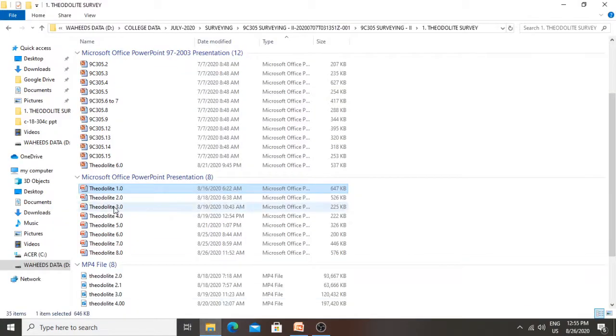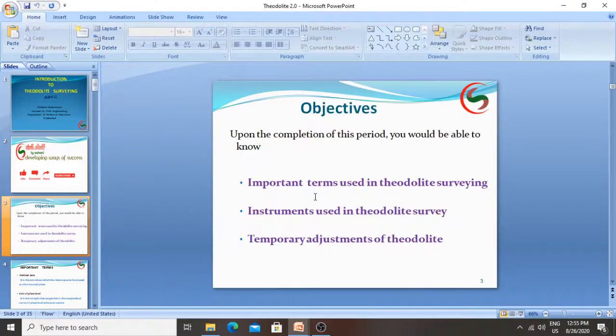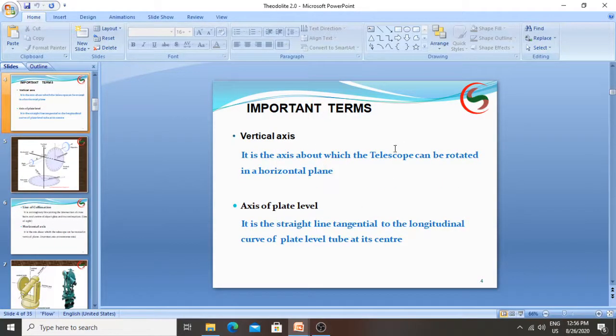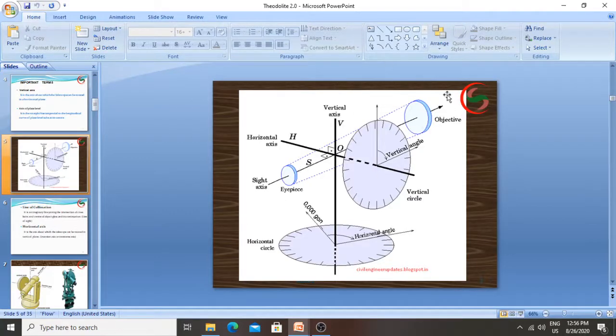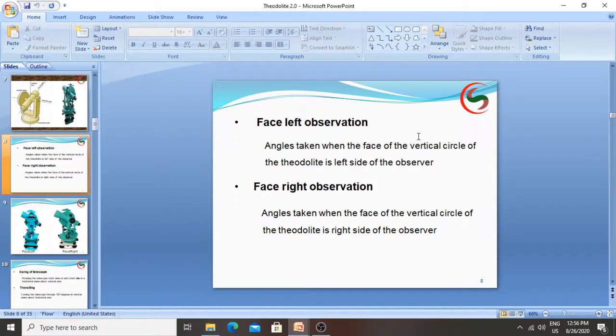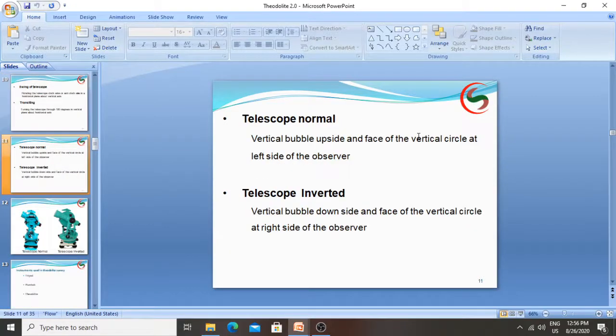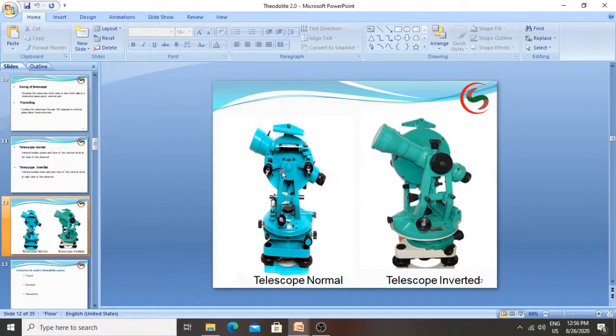Next, in the second class of our theodolite surveying sequence, we have seen important terms used in theodolite surveying, instruments used in theodolite surveying, and temporary adjustments of the theodolite. In the important terms, what is meant by vertical axis, axis of telescope, and the fundamental principles is very important. Line of collimation, horizontal axis, face left observation, face right observation, what do you mean by swinging of telescope, transiting, telescope normal, telescope inverted means what. We have seen the positions of each and everything.